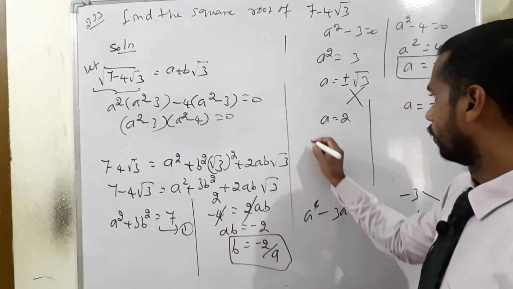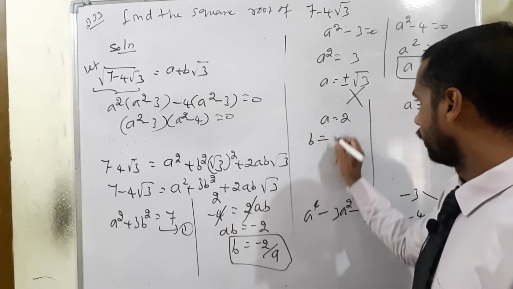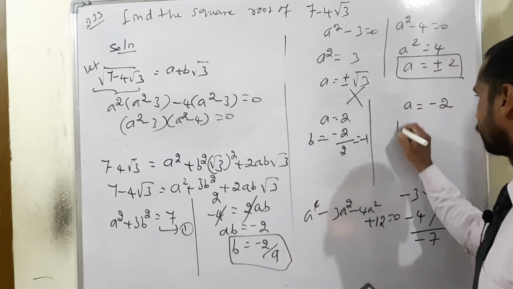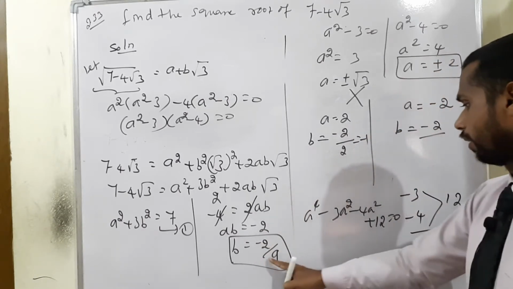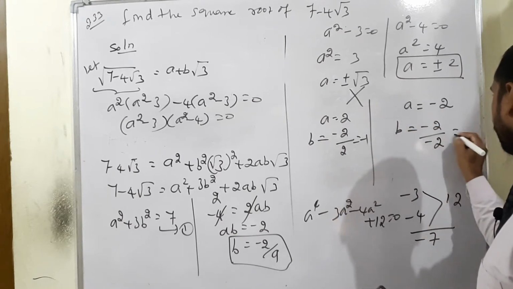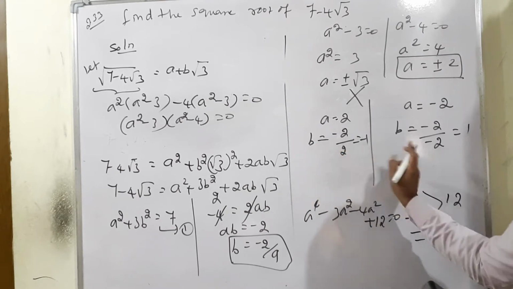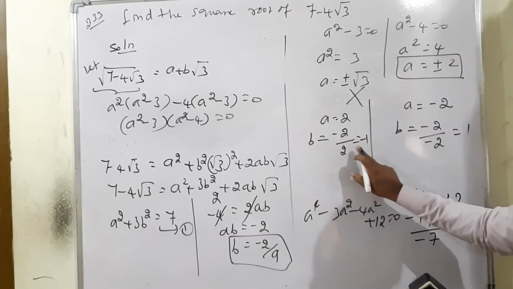Equating the b term: b is equal to minus 2 by positive 2, which is minus 1. Next case, b is equal to minus 2 by minus 2, which means positive 1. So we have two different solutions. First one, b is equal to negative 1.